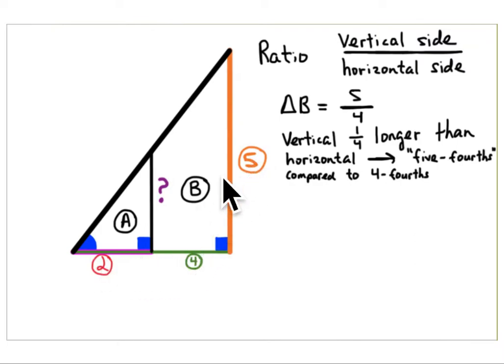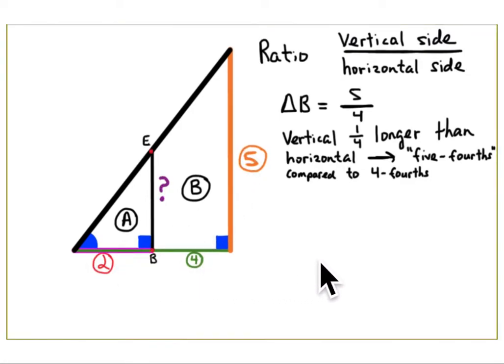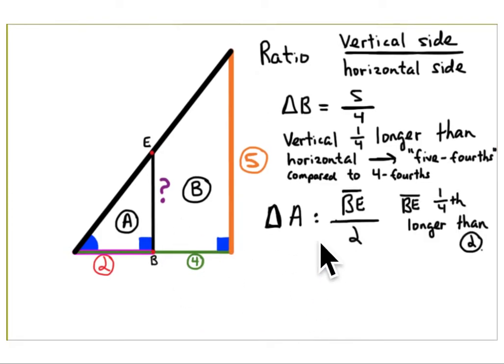So the ratio within the triangle, the vertical side to the horizontal side, means that the smaller triangle has that same ratio. So for triangle A, it's going to be this length, which is BE, to 2. Well, we know what that has to equal. It has to equal 5/4 because it's a similar triangle. So BE is going to be 1/4 of 2 longer than 2.